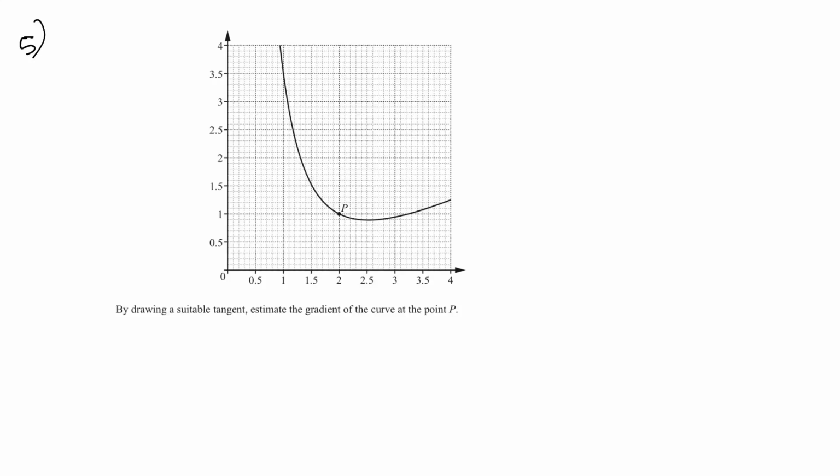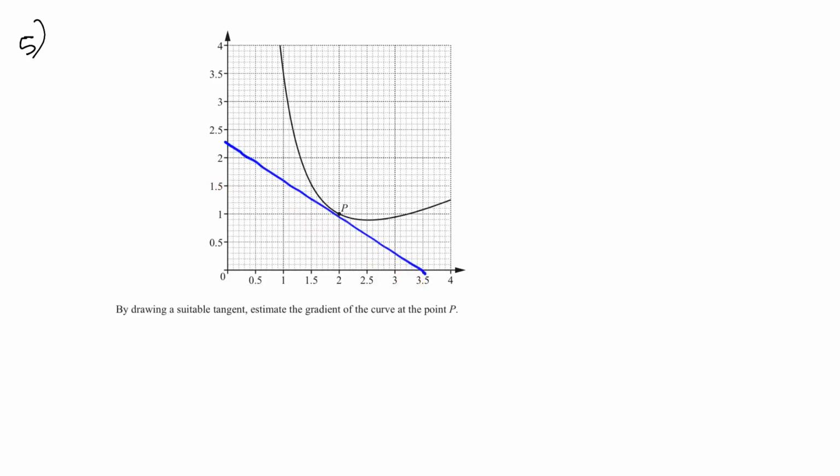Now this looks like a very difficult question, but it is not. In the exam, you don't get exactly the type of things you learn. You know how to find the gradient, correct? Okay, let's read the question. By drawing a suitable tangent, estimate the gradient of the curve at the point P. The word gradient is here. By drawing a suitable tangent. Tangent is a line which cuts the curve only at one place. The questions will be framed in a different way. So first thing, let's draw the tangent.